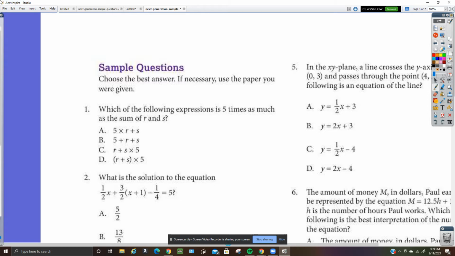So the first problem is: which of the following expressions is 5 times as much as the sum of R and S? So when you see 5 times, that means to multiply, and the sum of R and S would be R plus S. And that matches this one here.